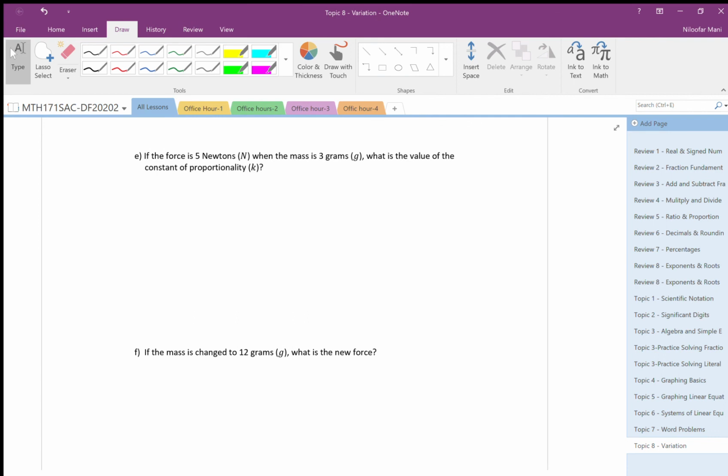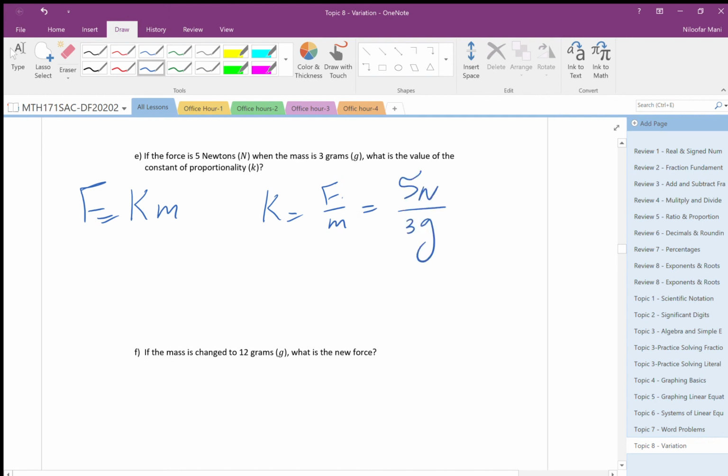So if the force is 5 Newton when the mass is 3 grams, what is the value of the constant of proportionality? Here I want to find K, the constant of proportionality. F is KM, right? So K is F divided by M, so it is 5 Newton divided by 3 gram. So that's a constant.